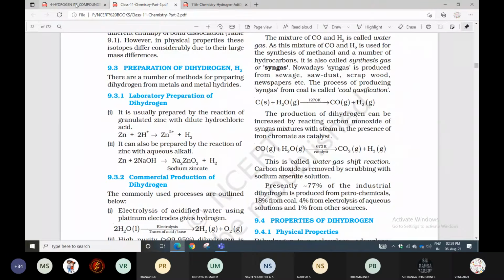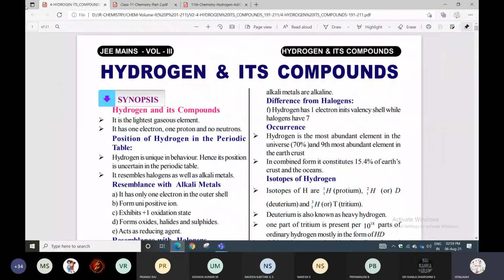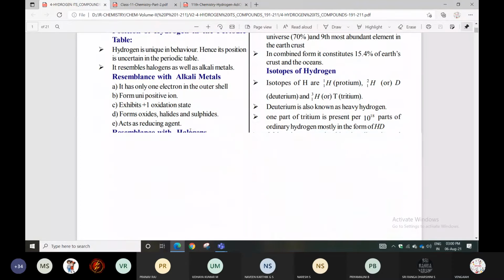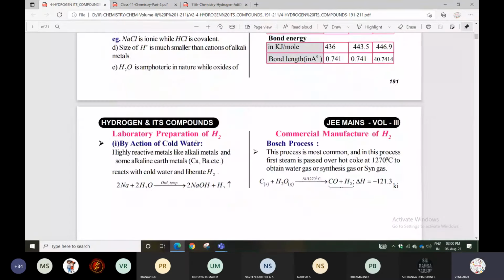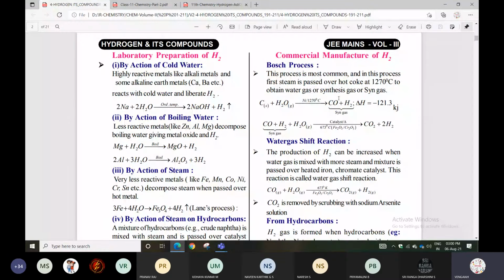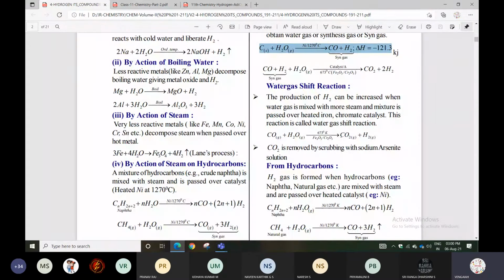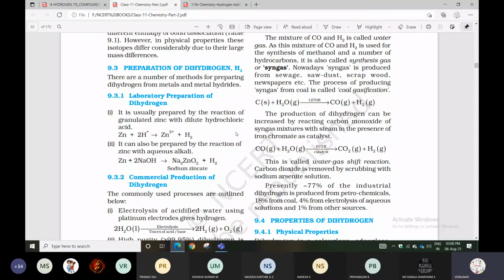Once again, yesterday also we discussed this topic. Again, I'm recalling those topics, don't worry. Once again, CO plus H2 we can call syngas, and CO2 plus H2 we can call water gas. Water gas is also given. Yes, correct. So here again CO plus H2 in the presence of a catalyst at high temperature gives water gas.